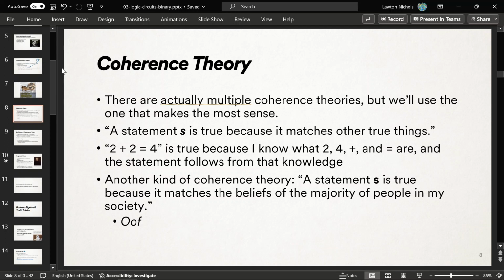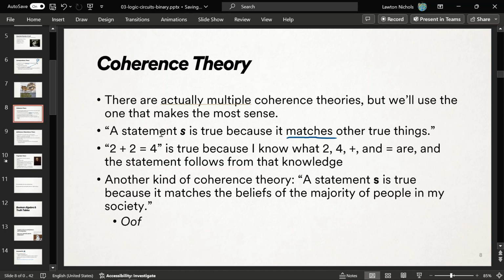Another one is called coherence theory. Let's talk about that. What do the coherence theorists believe? There are actually a bunch of different subtypes of coherence theory, which is a little ugly, but we'll talk about one. Coherence theorists say a statement S is true because it matches other true things. So it's like a matching game, finding patterns.